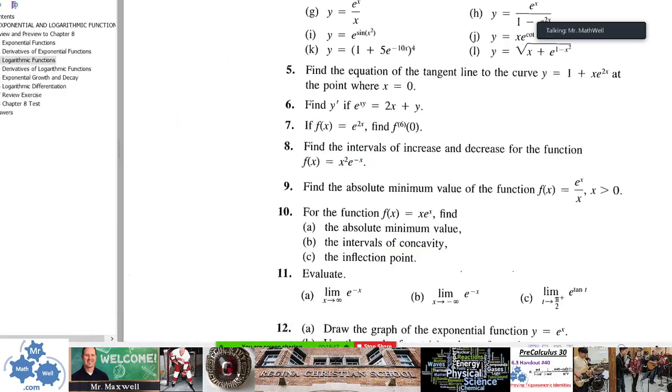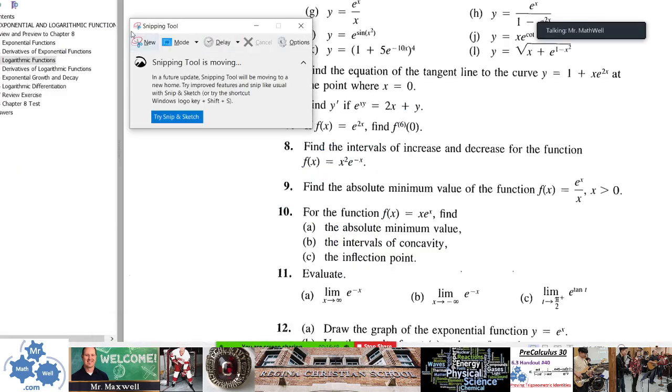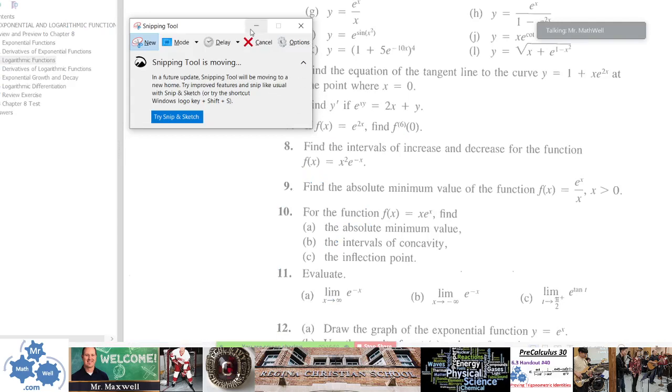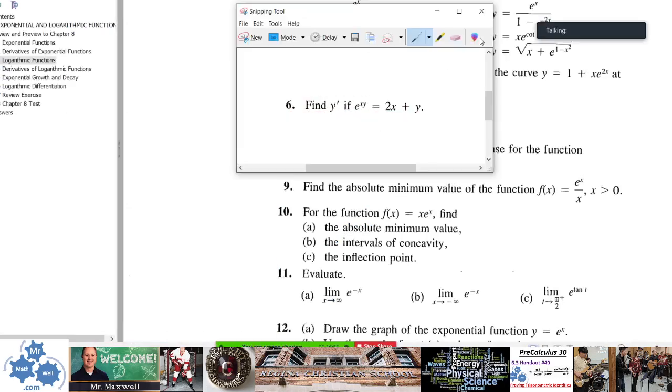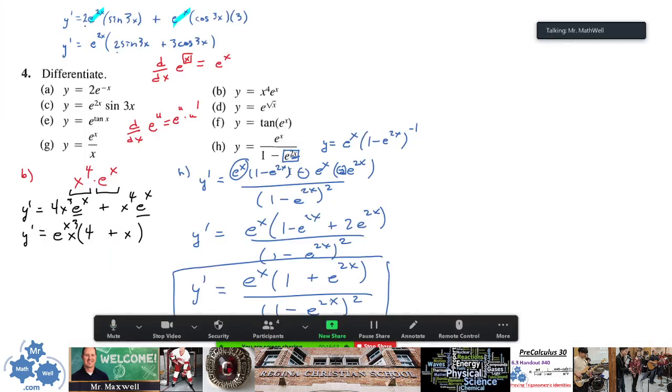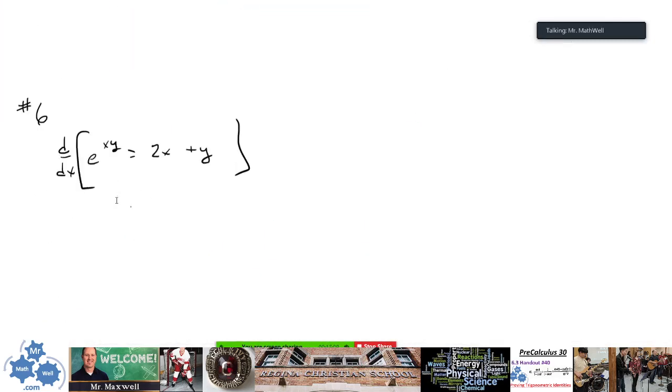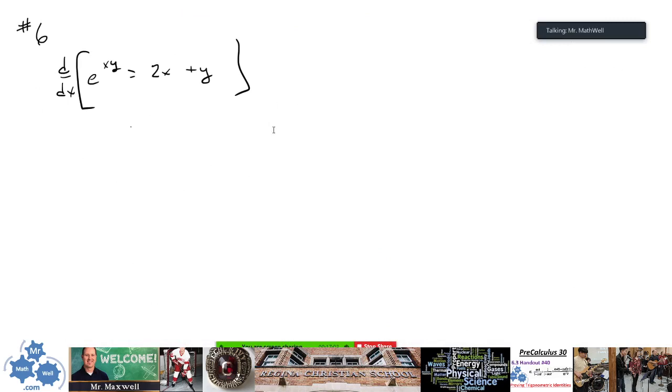Because this is implicit differentiation, and I'm just a little concerned that possibly that's a... So let's pull 6 into the notes here. Oh, actually I do have 6 right here. Okay.